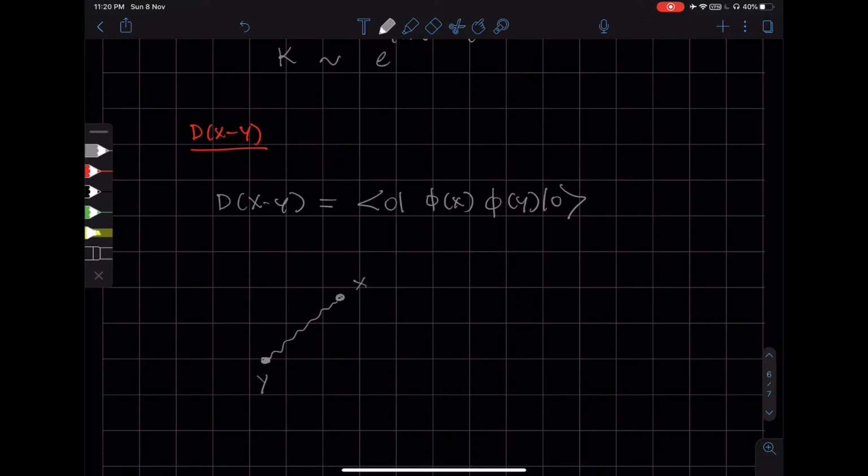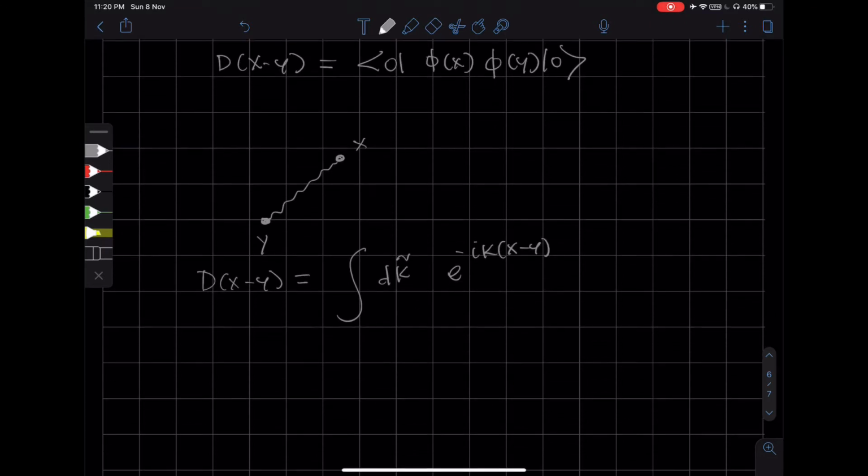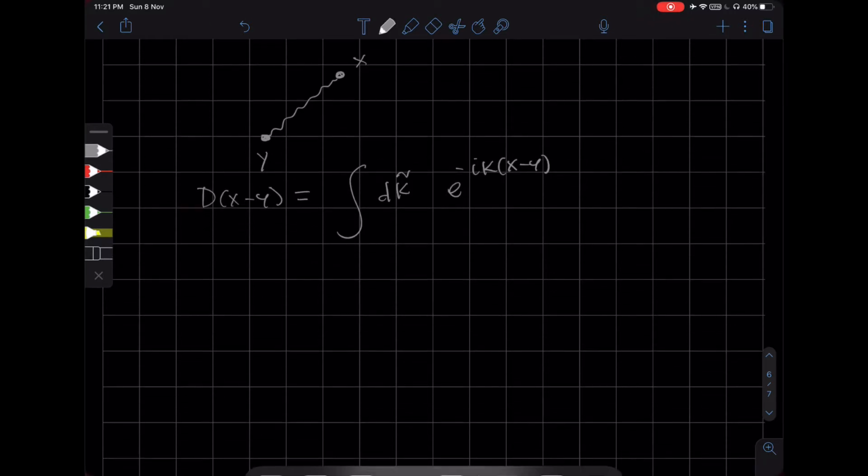So, in the previous lecture, we evaluated what this function was, and it's very easy to evaluate. And we found that the function was given by something like this. Now we want to look at the asymptotic form of this D(x minus y), but for time-like and space-like separations. So let's start with time-like separations.